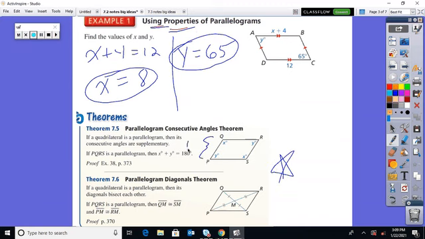Consecutive angles are supplementary, so the ones that are next to each other will add up to 180, and the diagonals will bisect each other. So they're not congruent. So like QS doesn't have to be the same length as PR, but they will cut each other in half, so that QM is the same as MS, and PM is the same as MR.